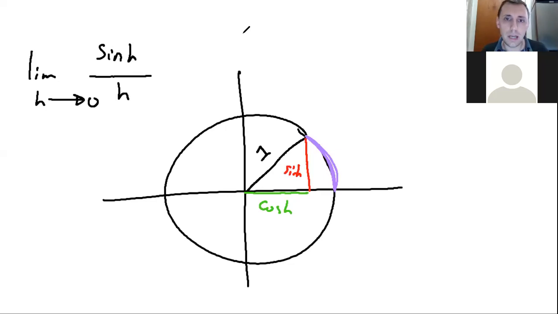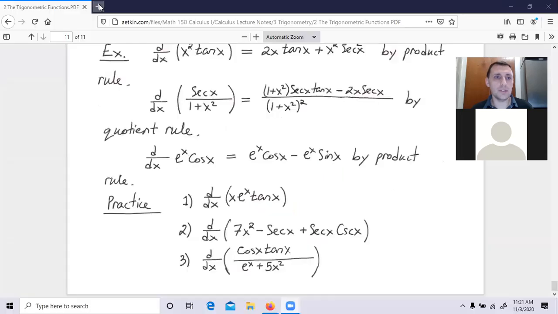What I expect, and I will possibly talk about it a little bit more, is that sine h over h approaches one, because when h is very small, this vertical length and this arc are very similar. This arc is like the vertical length of the triangle. That's what happens here. Do you follow? I'll show you actually right now. I'll remind you of this animation.